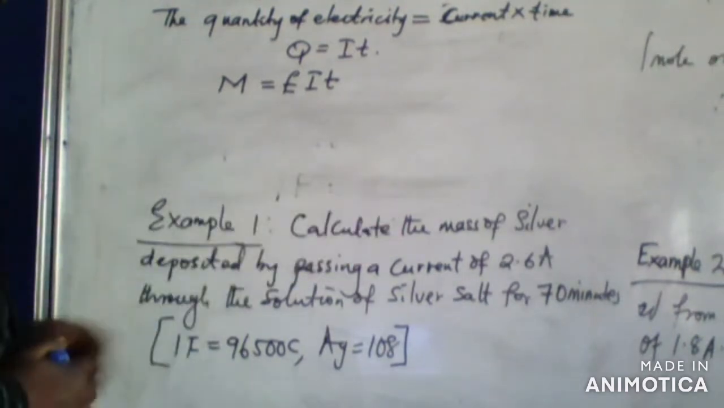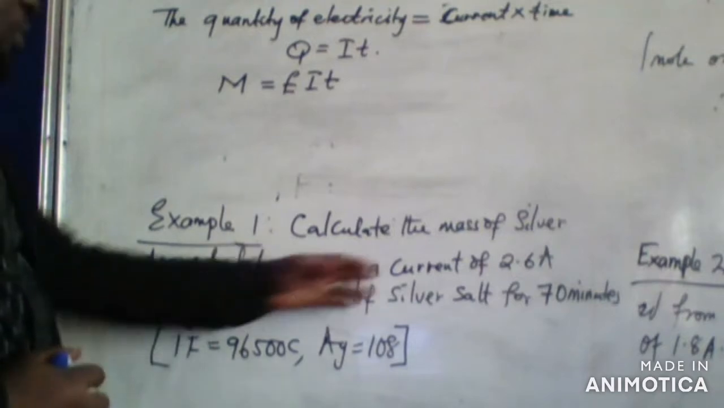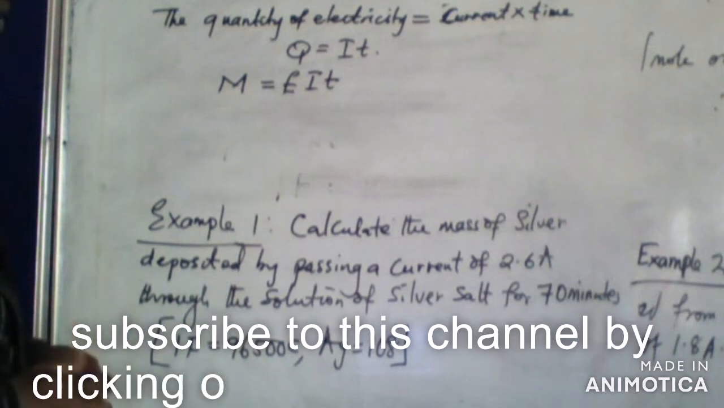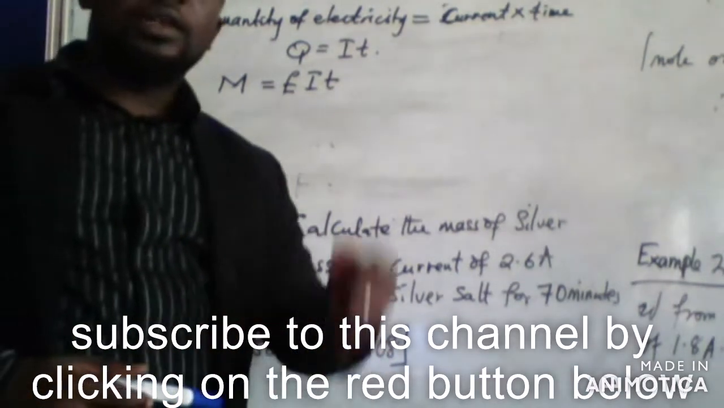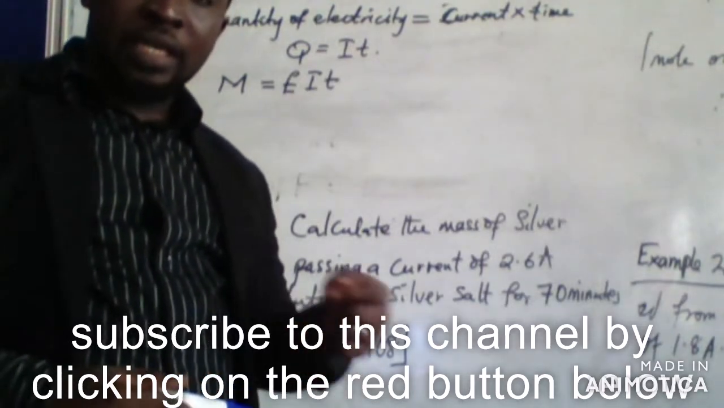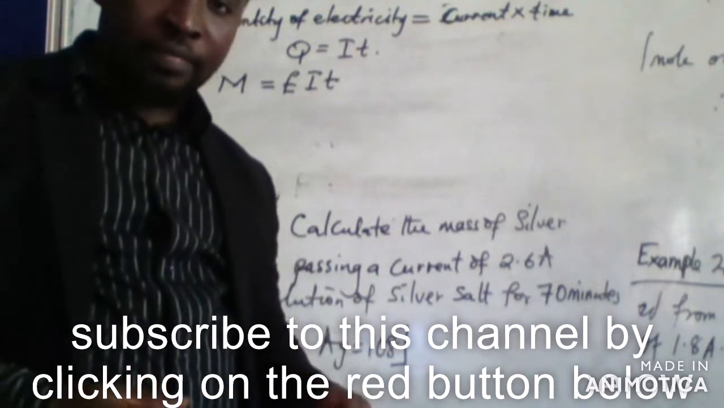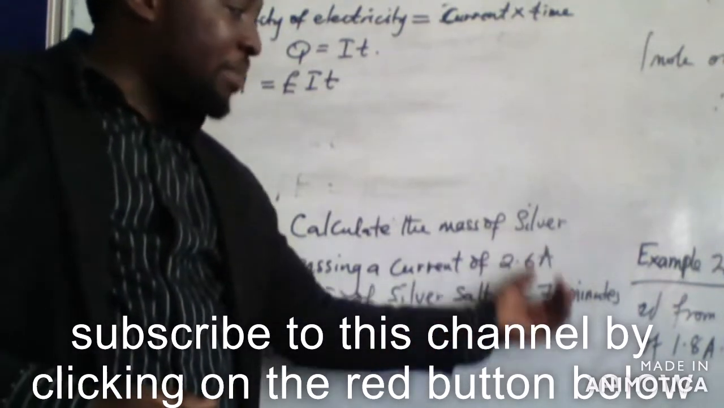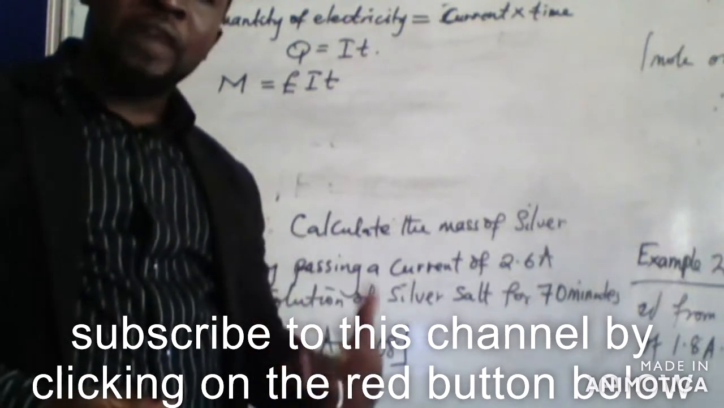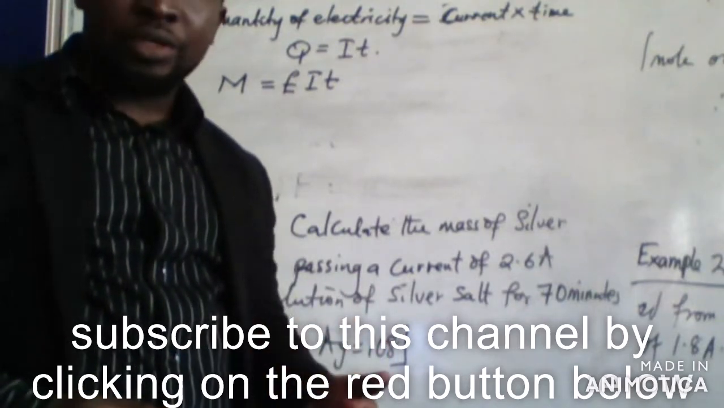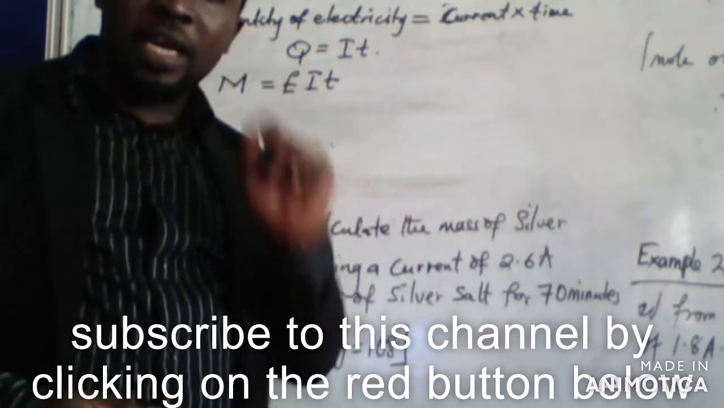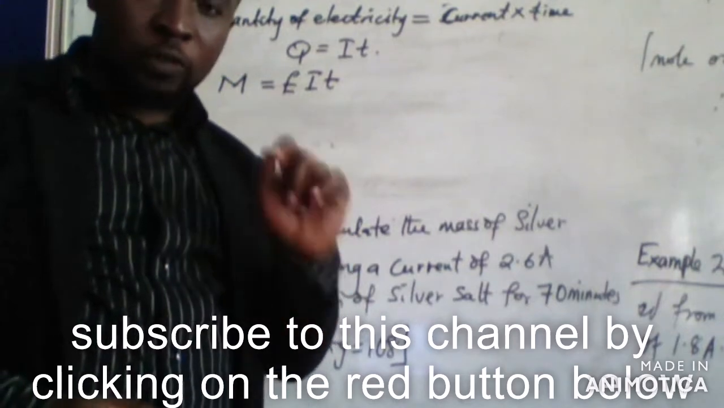Calculate the mass of silver deposited by passing a current of 2.6 amperes through the solution of silver salt for 70 minutes. Now, if the quantity of electricity supplied through the electrolyte is not given, that means you need to calculate it. And if you look at this question, we have the parameters that will help us to find the quantity of electricity because it is fundamental. You need to find Q before you further your calculation, you need to first of all find the quantity of electricity that was supplied.